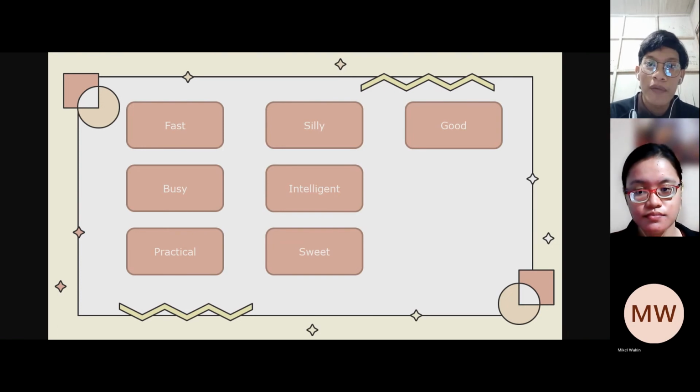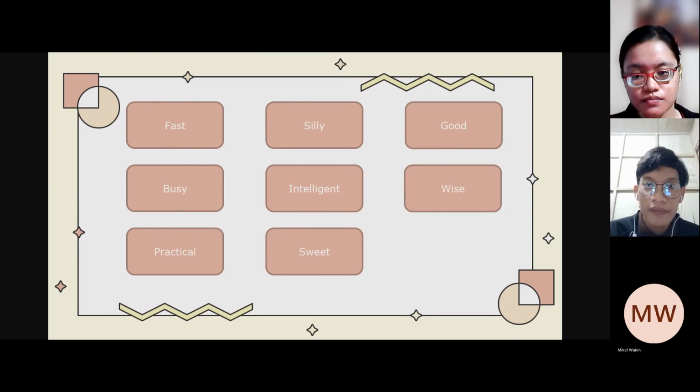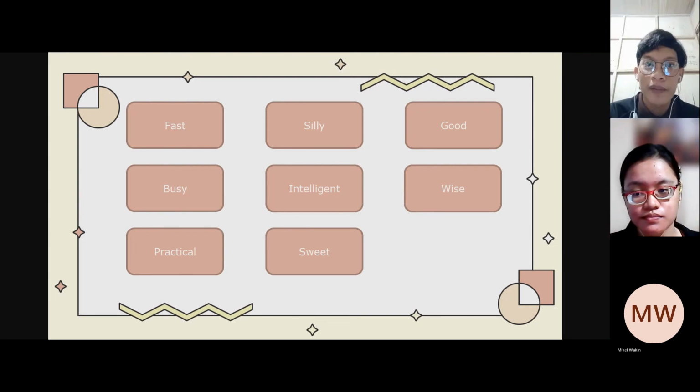Now let's move on to our next word. We have here the word wise. And what do you think its comparative expression, Miss Salget? Wiser po.